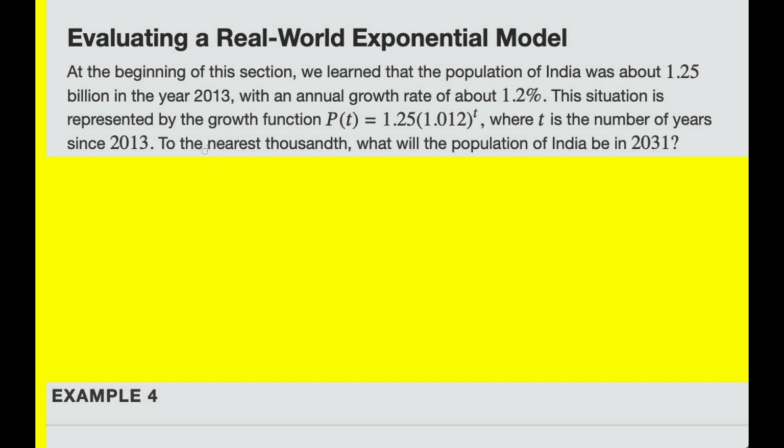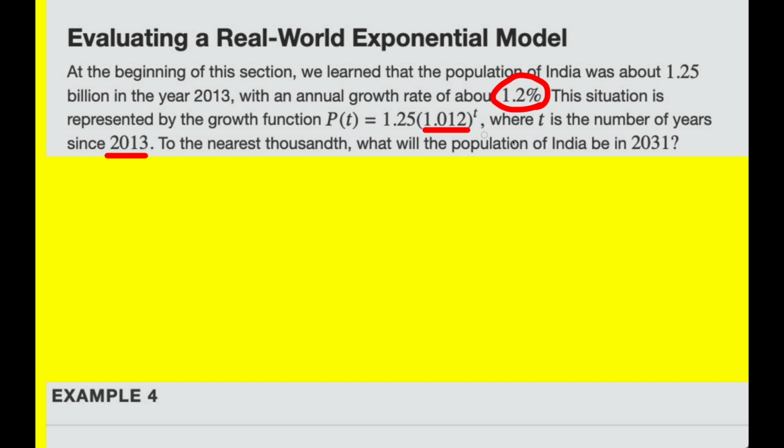The annual growth rate, okay, so this would be the growth rate that we have to add 1 to, basically, to figure out that base of the exponential function, which they actually did for us. So that's kind of nice. This situation is represented by the growth function p of t right there, where t is the number of years since 2013. Okay, so if it's 2013, then the t should be 0, because no years passed. But if it was 2014, t would be 1. Okay, if it was 2015, t would be 2.